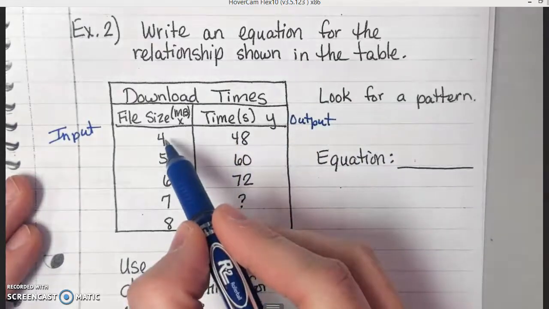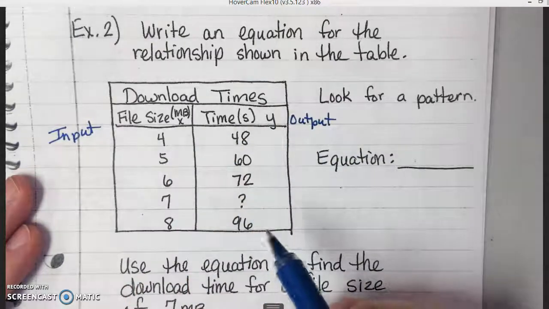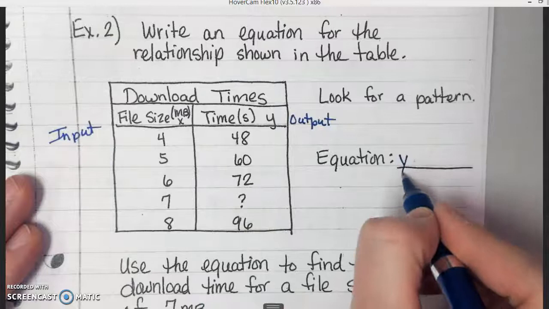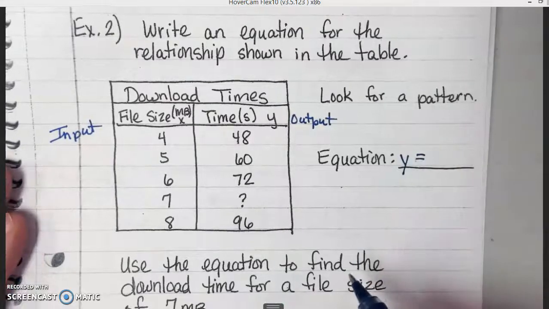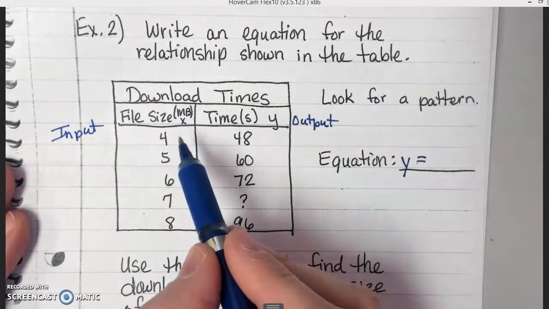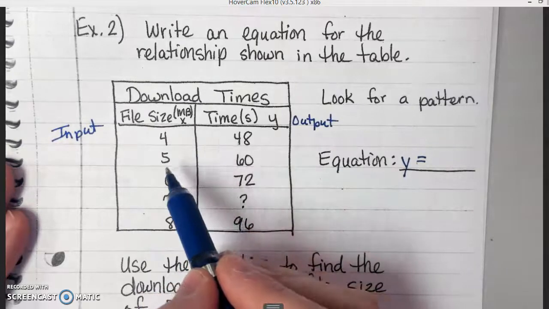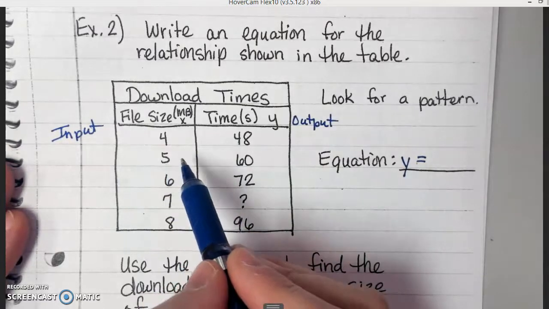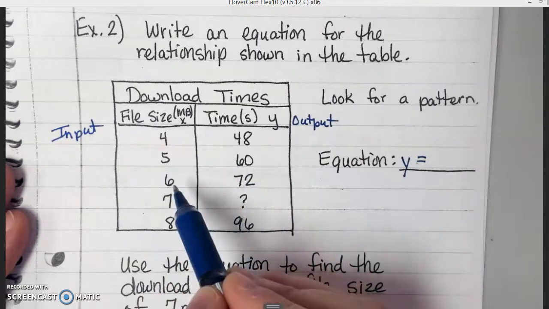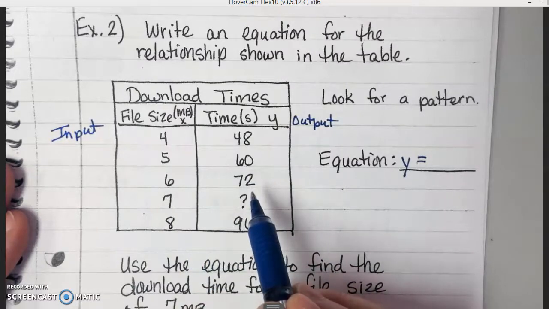What would I have to do to X to make it equal to Y? So let's just go ahead and put Y equals right here. What do I have to do here? Times 12. What about here? Does that work? Is 5 times 12 60? Is 6 times 12 72?